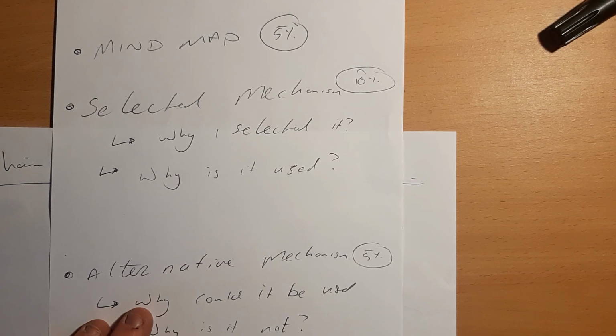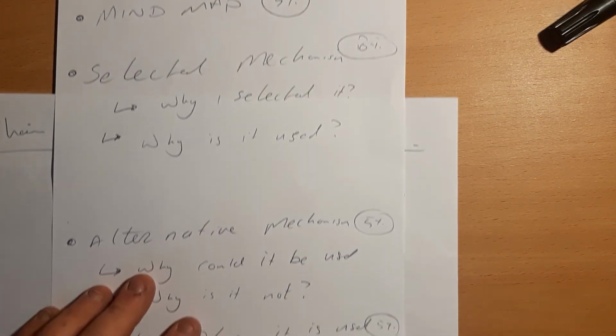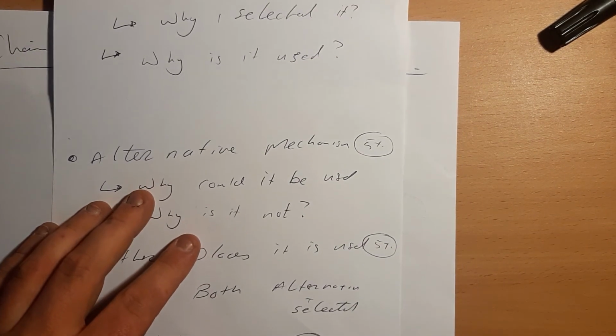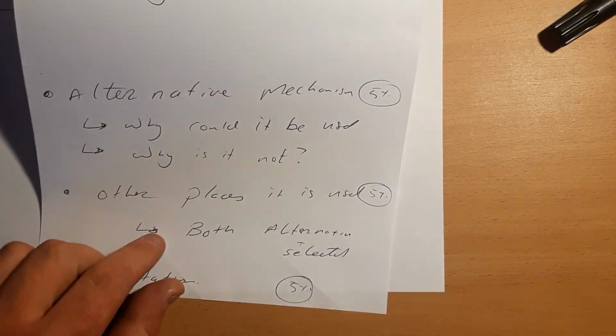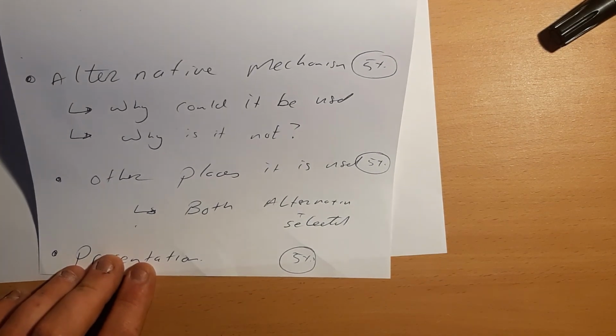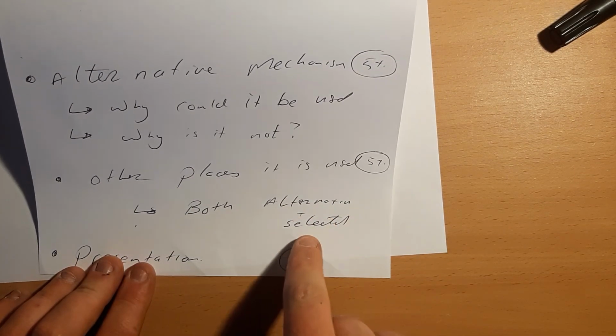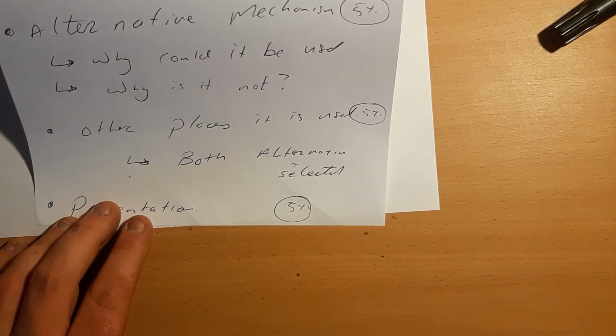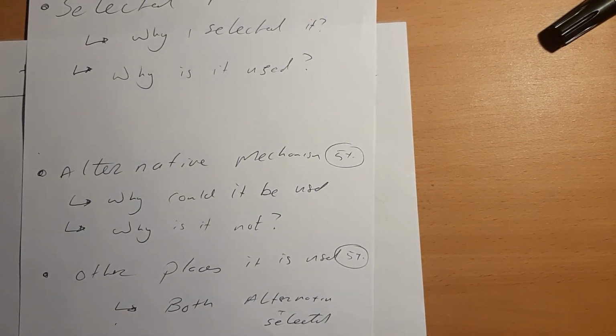So we've spoken about this: your mind map is worth 5%. Your selected mechanism is 10%, and you have your 2 questions. Your alternative mechanism is 5%, and your 2 questions. Your other places it's used, so other examples, is 5%. Then your presentation is 5%, and that makes 15, and that's your design task. Okay, guys, any questions?